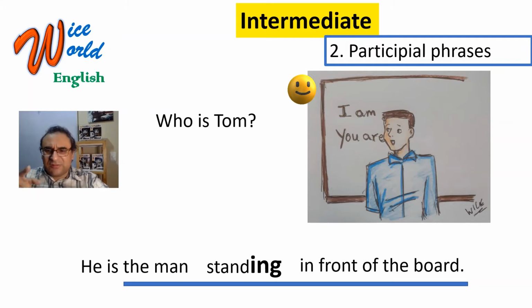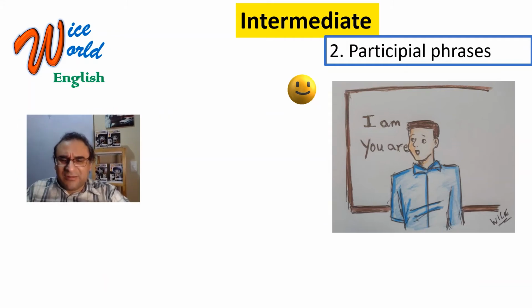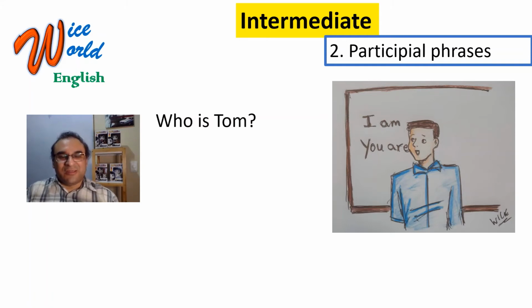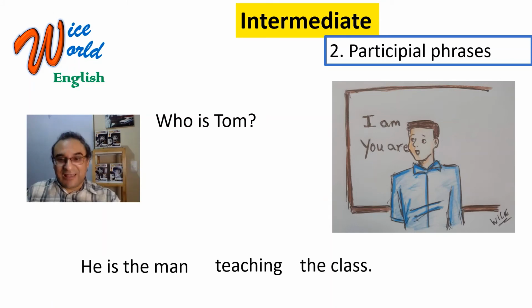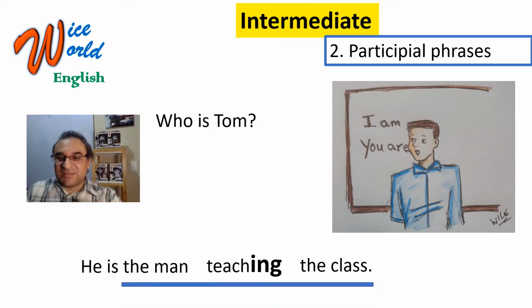And also if you take a look at the drawing, you will notice that Tom is a teacher, right? What is he doing? He's teaching a class. So we can say also he's a man teaching the class. See? Teaching, and the participial phrase would be the man teaching the class. Let's go with some more examples using the same pictures that we used in the previous video.